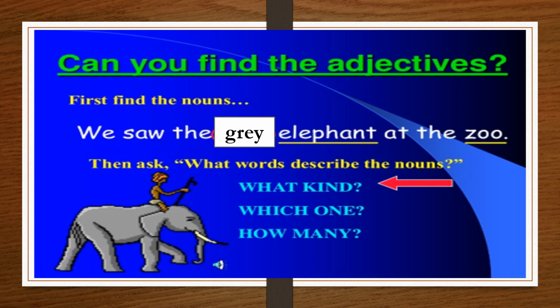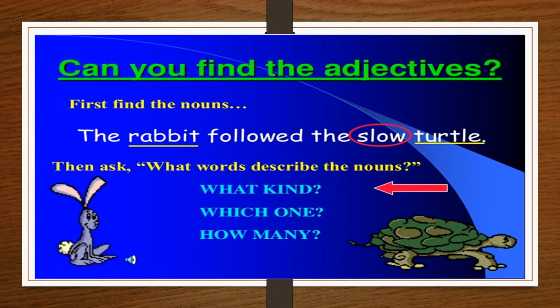Let us look at one more example. Now look at this example. The rabbit followed the slow turtle. Now apply the trick and first find the noun. Which is the noun? Rabbit, turtle. So which word describes rabbit? There is no such word. And turtle? Yes, slow. Slow describes turtle. So it is an adjective. Now you can easily find adjectives in a sentence, right?